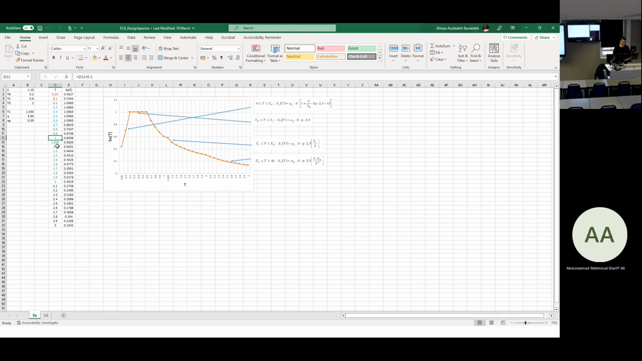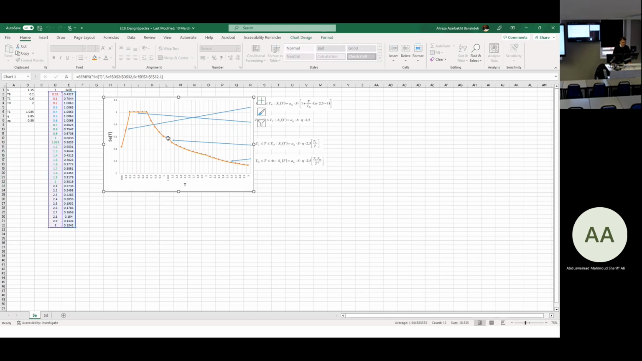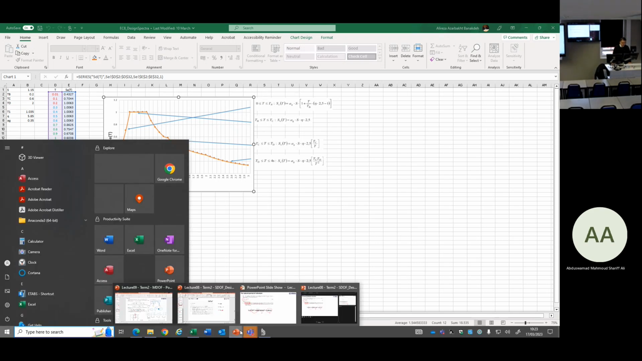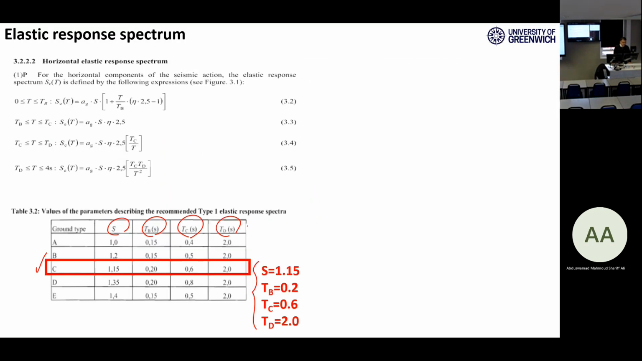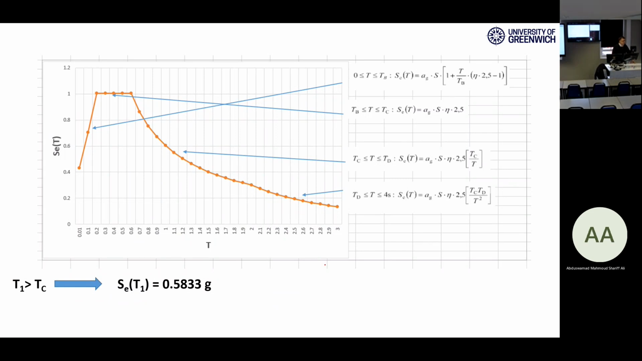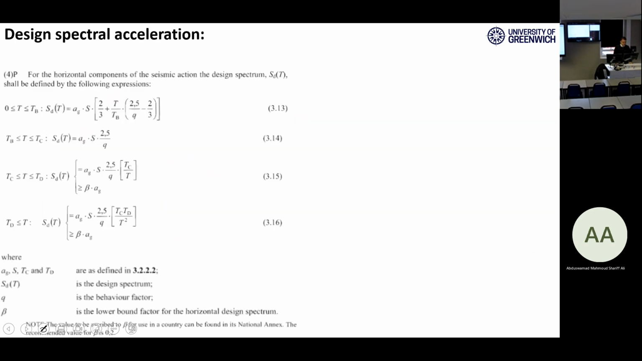Otherwise, I usually go 0.1 increment in this region. Otherwise, I just get this data from this point and bring it here. So I'm using this value, which is absolutely coming from here. This is absolutely this one. And this is the spectral acceleration you should put in your formula.